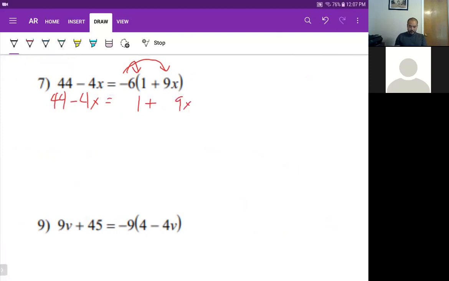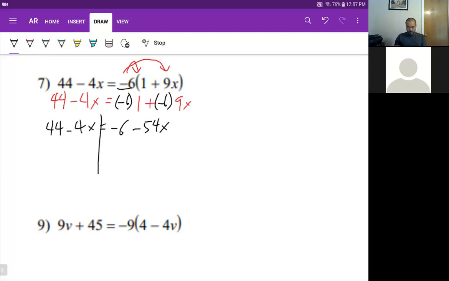But what you need to do is distribute this negative 6. So negative 6 is being multiplied here as well as here. So 44 minus 4x equals negative 6, negative 6 times 9 is negative 54, so negative 54x. Then now it's an algebra problem.